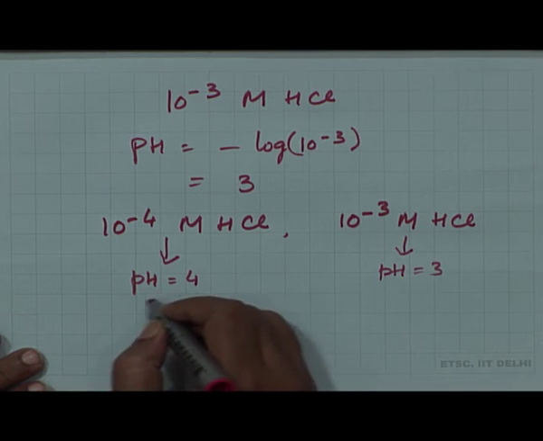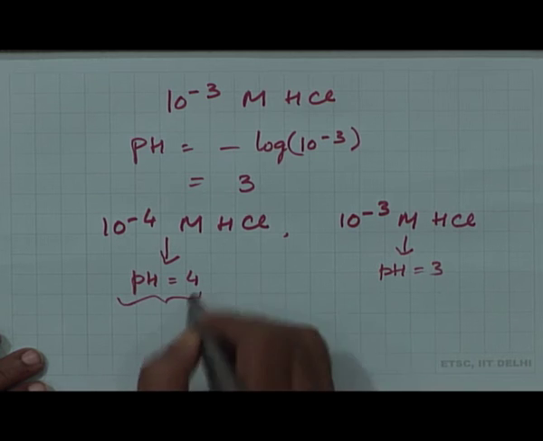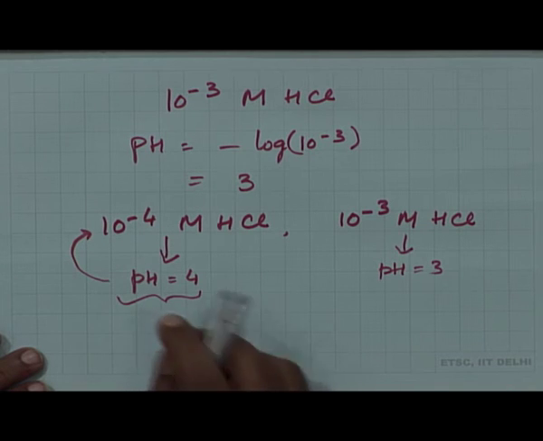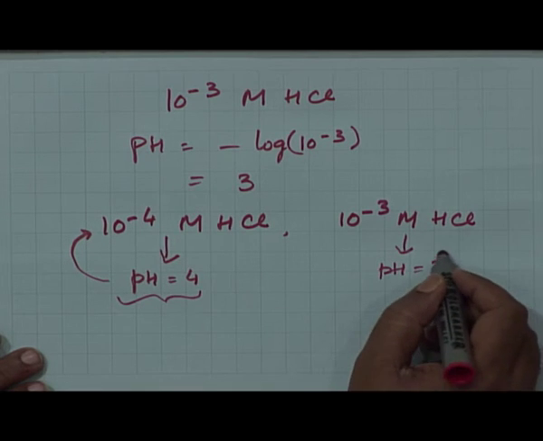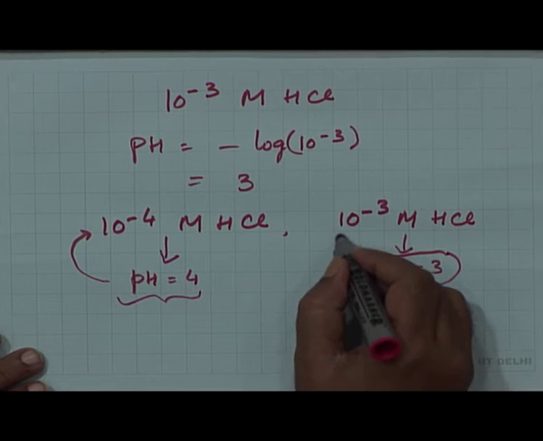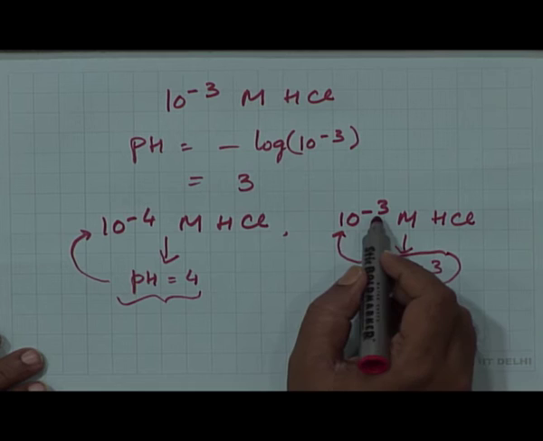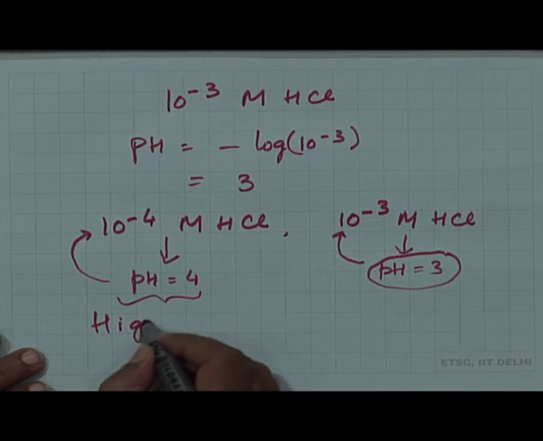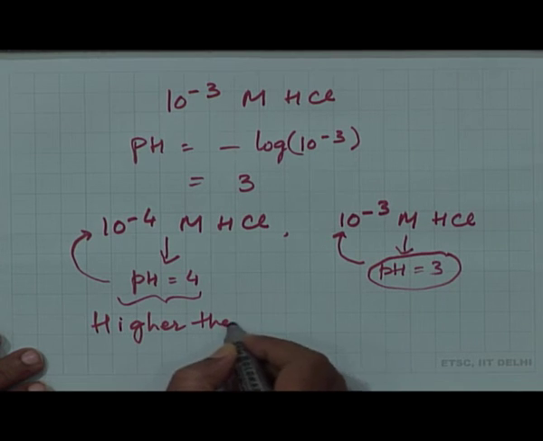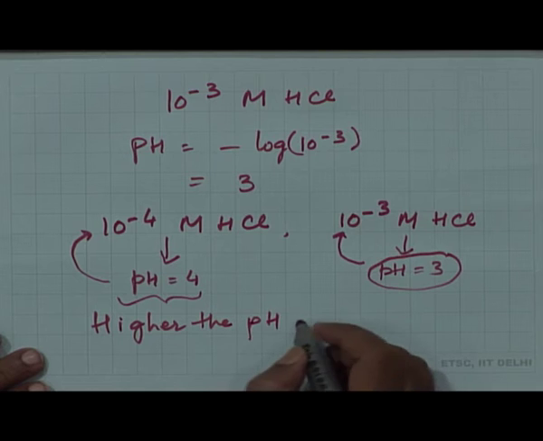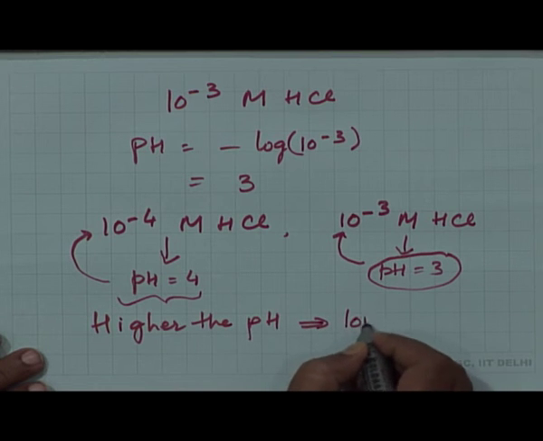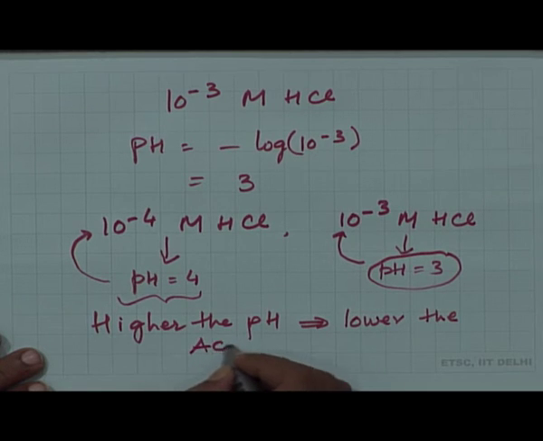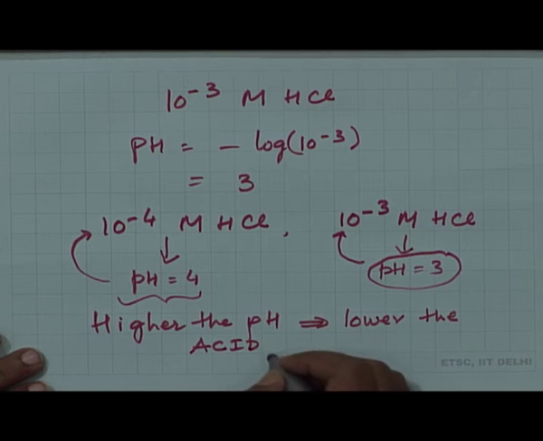Now, let us think, if pH is high, what does that mean? If pH is high, then the concentration of H+ ion will be low. Here pH is low, and the concentration of H+ ion, 10 to the power minus 3, is greater than 10 to the power minus 4. So, the higher the pH, the lower the acidity, or you can say acid strength.